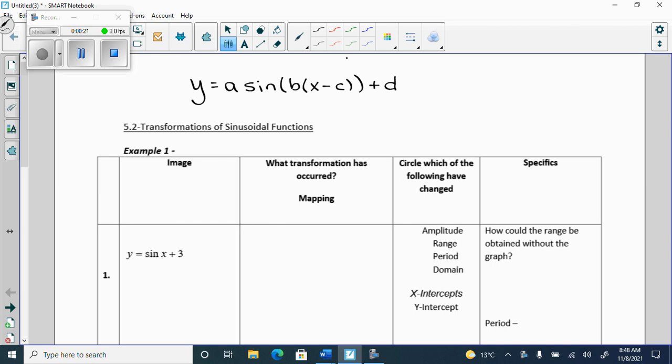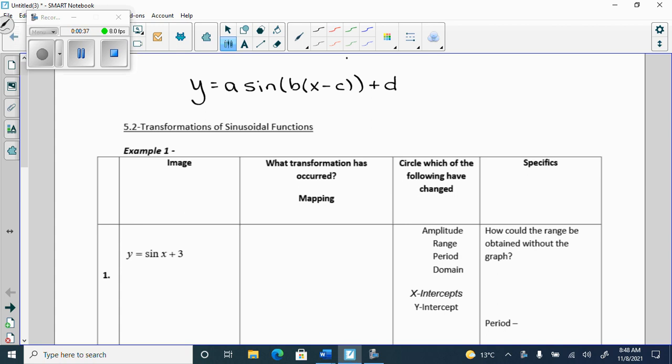All right. What did A give us? Vertical stretch, which was just the amplitude. It also gave us a reflection, but that didn't affect our vertical stretch at all, which didn't affect our amplitude. It just caused it to flip up or down.